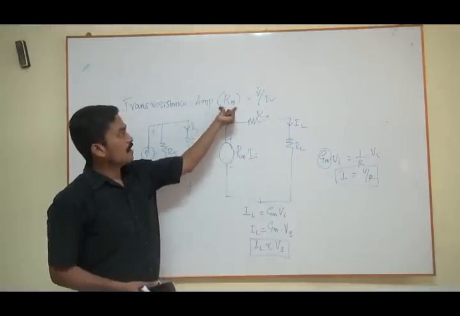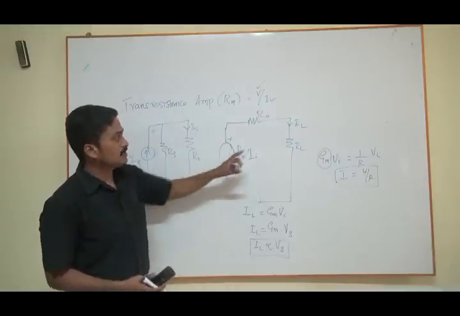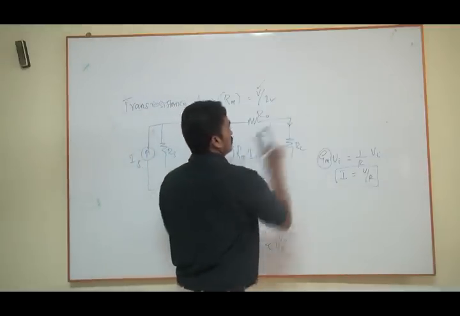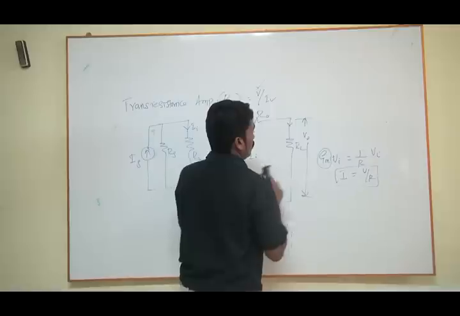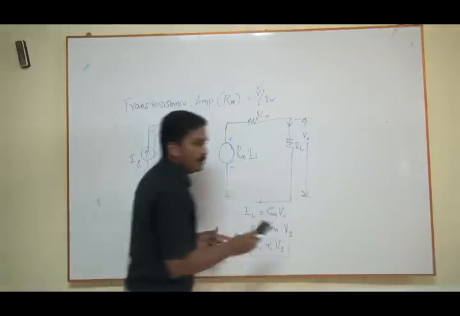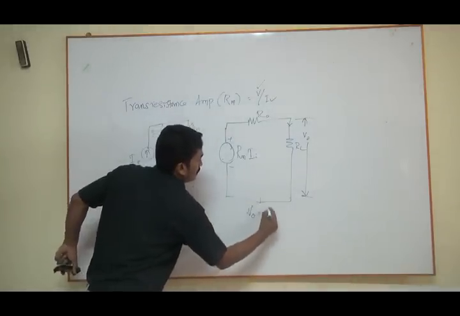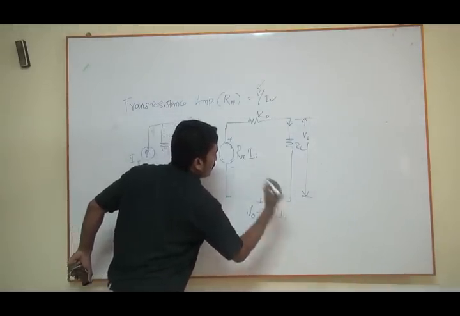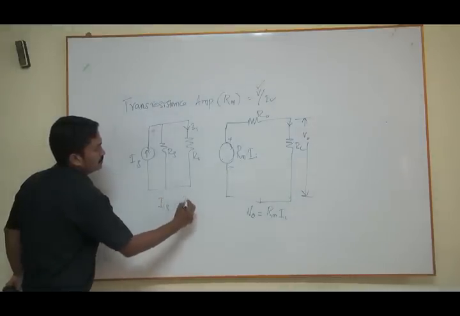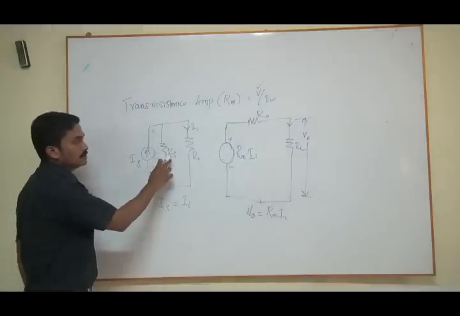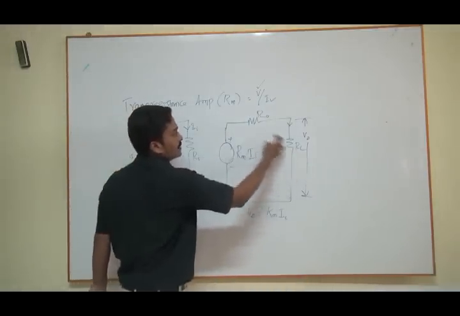So along with this Rm, if I include Ii, it represents a voltage source, and according to the condition, the total voltage across this load is V0, equal to Rm Ii, and here your Is is now equal to Ii according to the condition Rs much greater than Ri and RL much greater than R0.